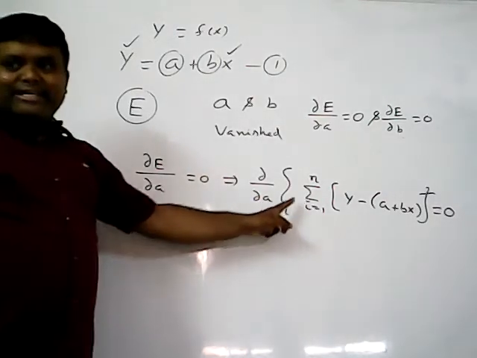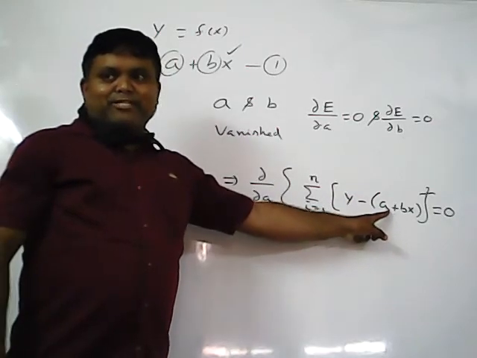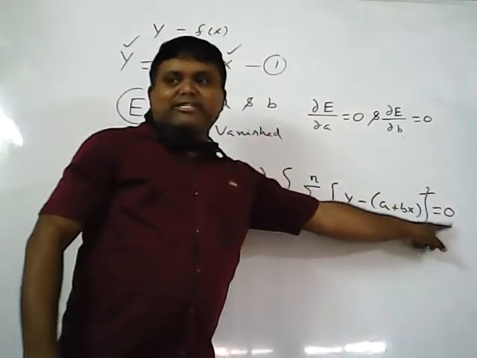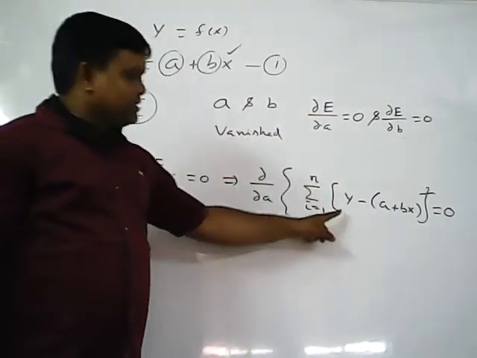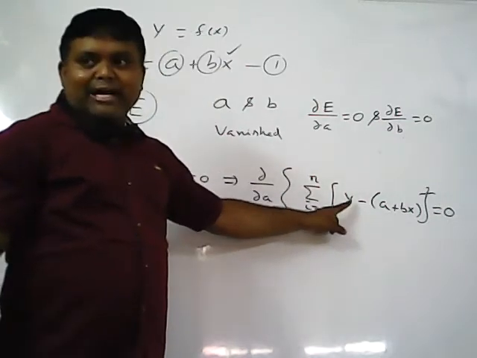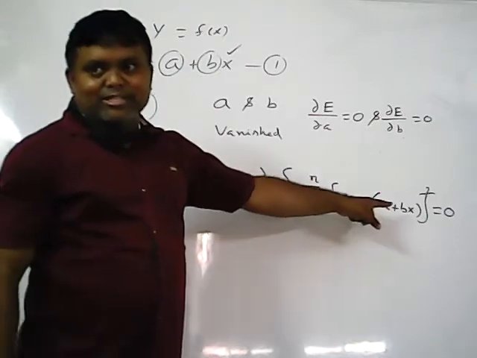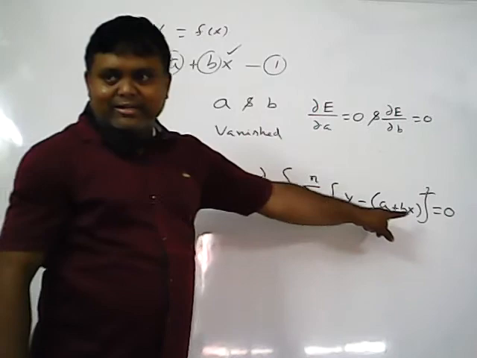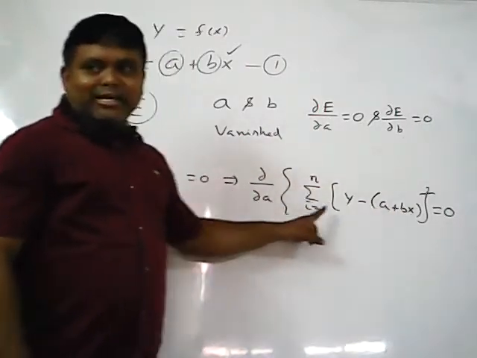∂E/∂a means summation i equal to 1 to n, y minus f of x, which means a plus bx. Put it in brackets, whole square, and the total is equivalent to 0. Here I am writing i equal to 1 to n, because the i term is not used. y means y1, y2, and so on up to yn. x observations are x1, x2, and so on up to xn. If you want, you can write yi, xi, no problem, because those are the variables. So i is running from 1 to n.